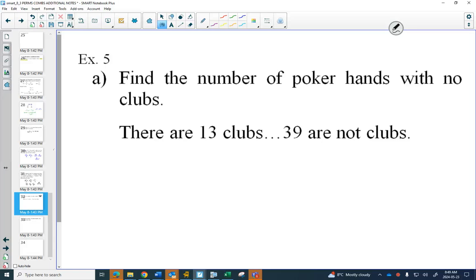Now, if I take the clubs out and there's 39 left, now every group of 5 made from that will not have clubs, and every group will be different. So we're really wondering how many groups of 5 can we make from 39 cards, and that will count all the poker hands without clubs.